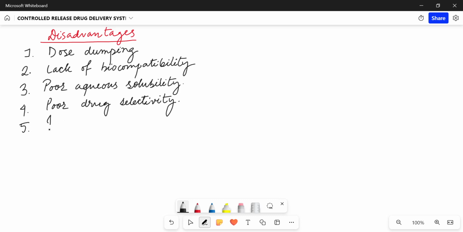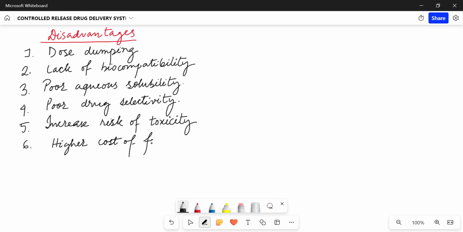Fifth one is increased risk of toxicity. Sixth one is higher cost of formulation. So these are the disadvantages.